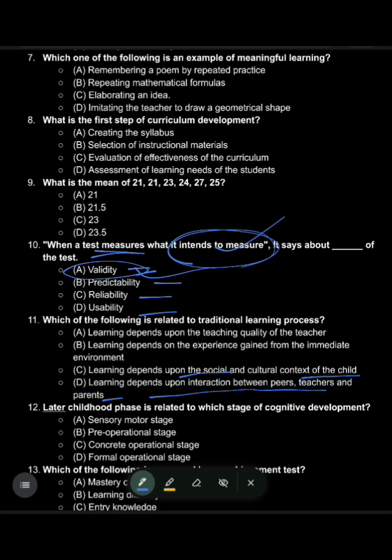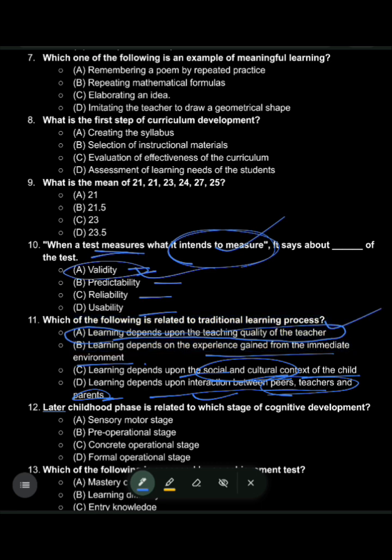So we all know that now the education system has changed, and now we have this peer, teacher, parents interaction. Now we are involving the students in the social, cultural context, and we are also seeing how they are getting benefit from the environment. But previously, in the traditional process, the teaching quality of the teacher was prevailing. So that's the answer, number A.